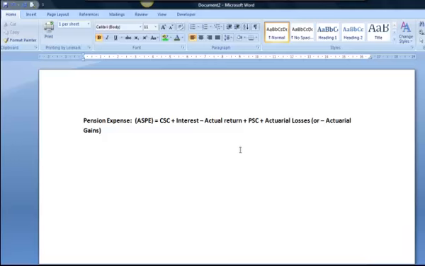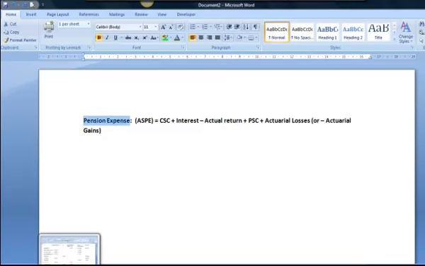And then don't forget, you also have your actual return as well, which is deducted in order to calculate pension expense. And why would we deduct it? Because these are all costs. The ones I'm clicking here are all going to be costs. And those costs would be reduced by the amount of money that your plan made, right? So that net, it would give you pension expense.